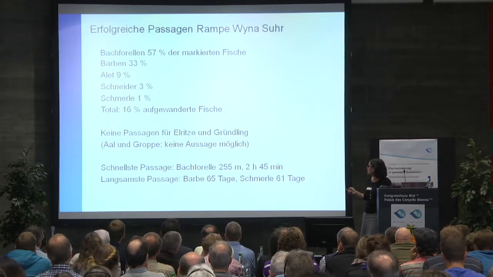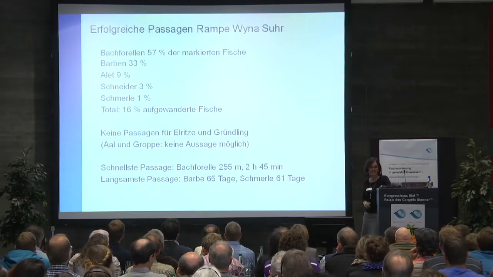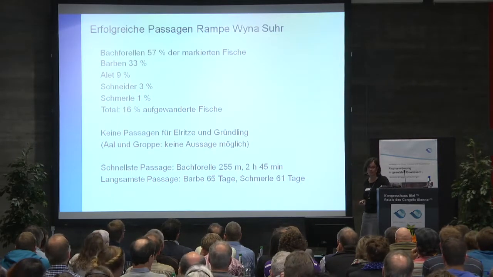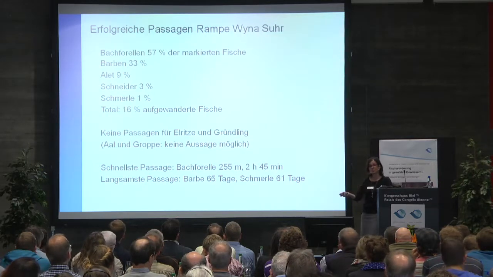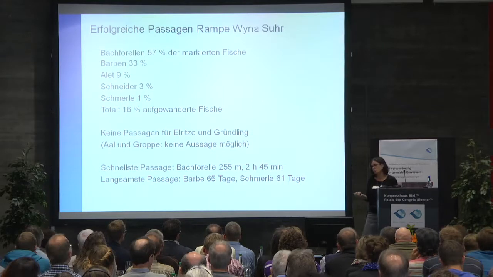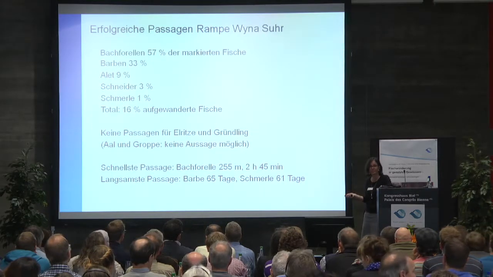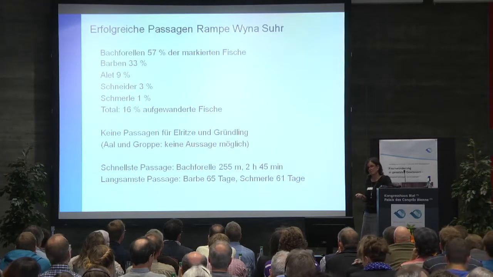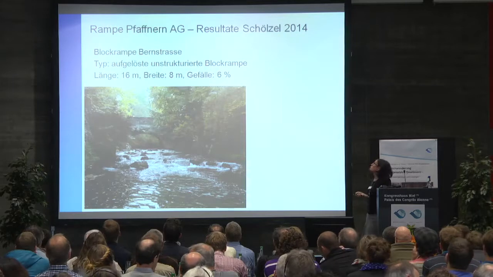The trout, they were the fastest, and the barbel was the slowest. And there was another fish that took more than 60 days. That was the loach. So we have to ask ourselves how long these field tests should be conducted, because some fish manage in a short time, but others simply take longer.